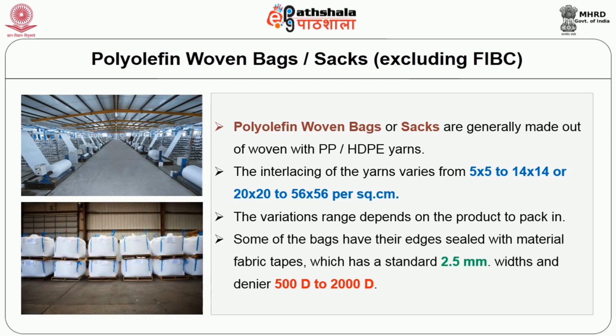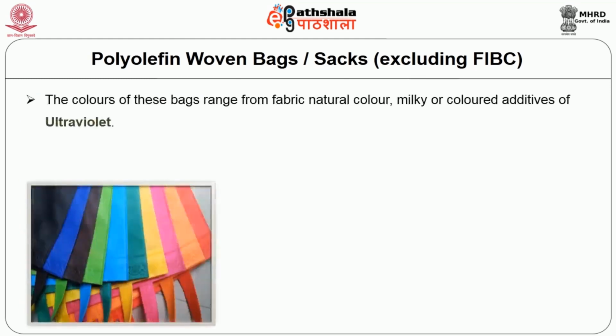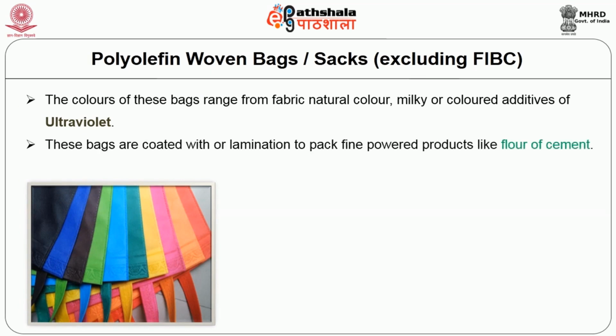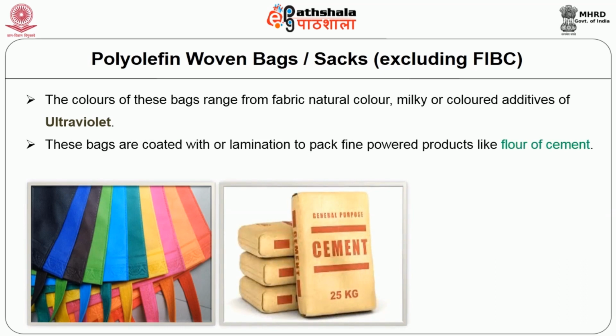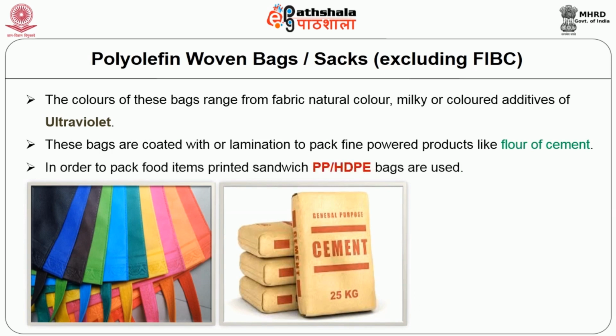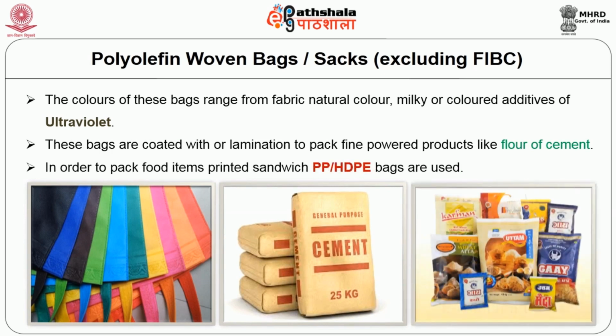Some of the bags have their seals with fabric tapes, which have a width of 2.5 mm and a denier of 500D to 2000D. The colors of these bags range from fabric natural colors, milky or color adhesives of ultraviolet. These bags are coated with or laminated to pack fine powder products like flour and cement. In order to pack food items, printed sandwich PP/HDPE bags are used.